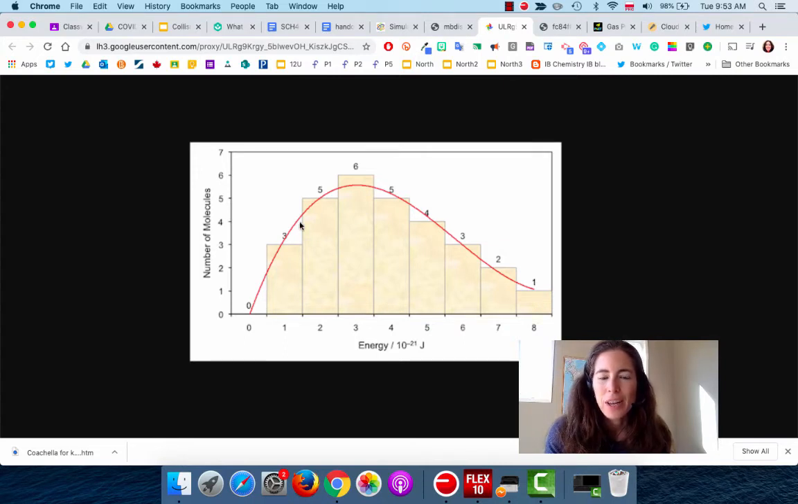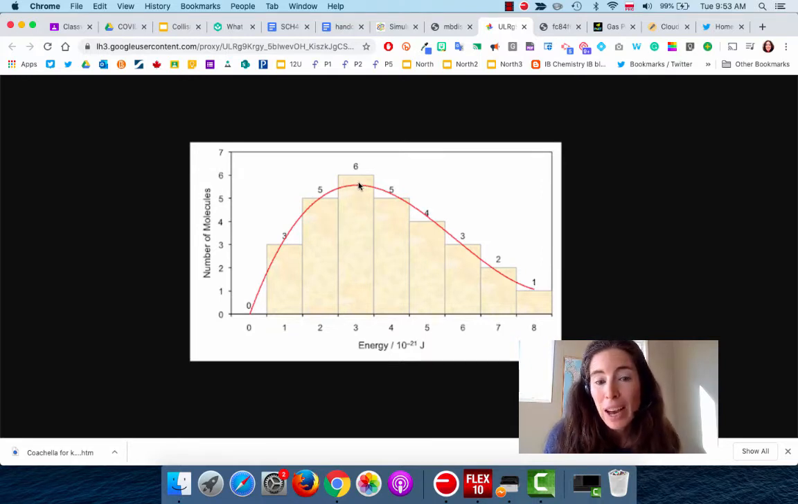So you can see that asymmetry, okay, that we've got a peak here, but things are decreasing really quickly as we go down to zero, and they're decreasing more slowly in the other direction. And we could count up all of the molecules here, 3 plus 5 plus 6 plus 5 plus 4 plus 3 plus 2 plus 1, and that would tell us the total number of molecules that we're looking at. And the curve is just telling us what speeds are most common. Okay, so where the peak is, that's the most common speed we have.